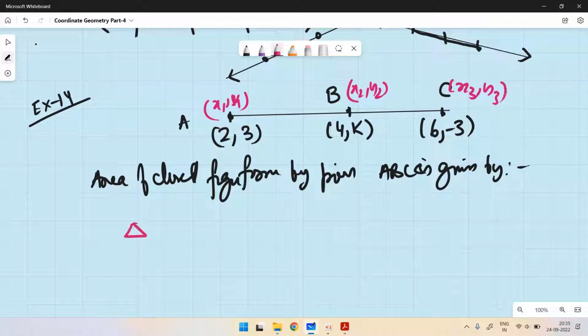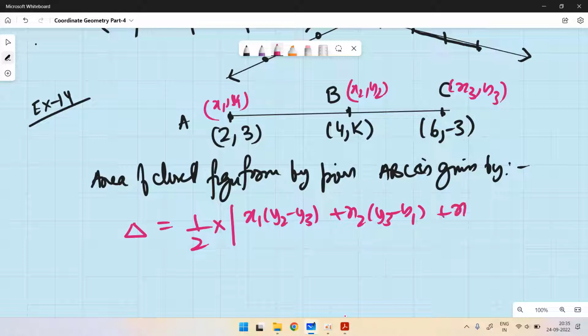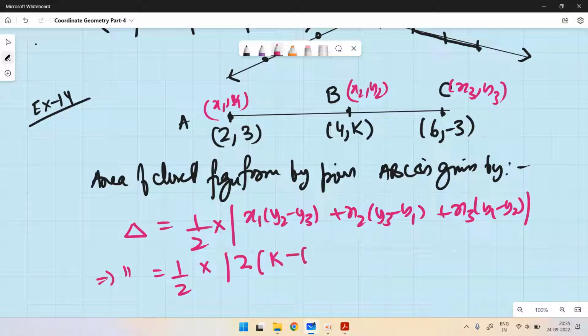So the area of the triangle formed is given by half into modulus of x1 (y2 minus y3) plus x2 (y3 minus y1) plus x3 (y1 minus y2). This is half into, what is x1? x1 is 2. What is y2? y2 is k minus of minus 3. What is x2? x2 is 4. y3 is minus 3, so minus 3 minus 3, plus x3 is 6. What is y1? y1 is 3 minus k.